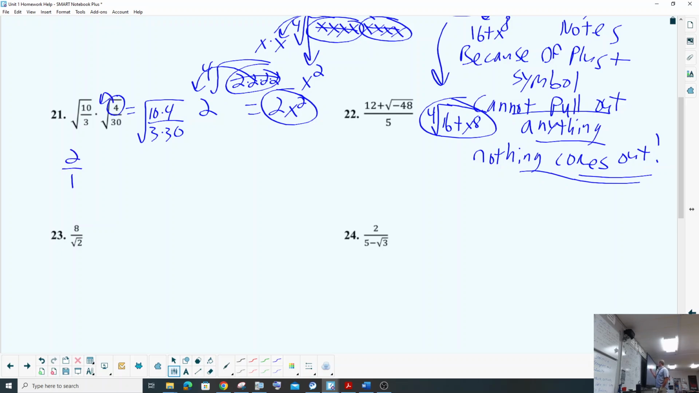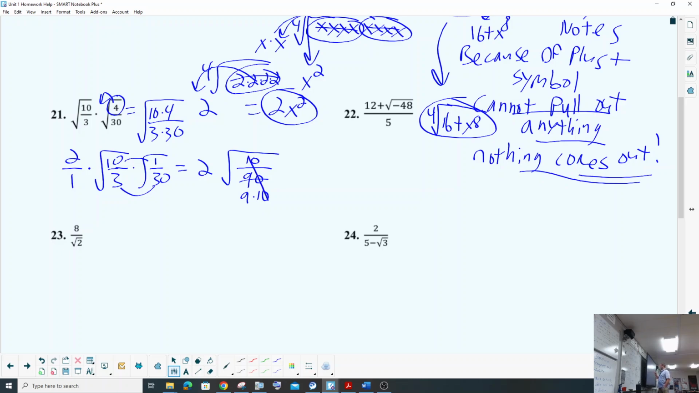So we have a 2 over 1 so far, times radical 10 over 30 doesn't really do anything, and this has now gone away, so that's a 1 over 30. But maybe, let's take a look. 10 times 1 is a 10, and 3 times 30 is 90. Maybe that 90 could break down into 9 times 10. Ooh, we like that. 9 times 10.